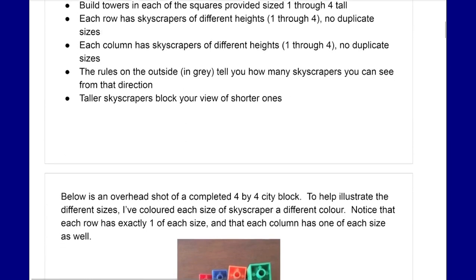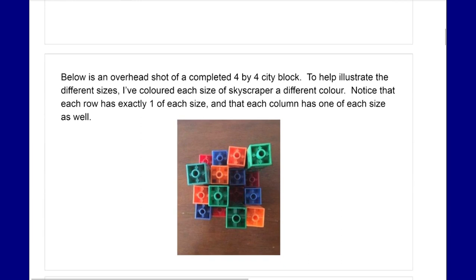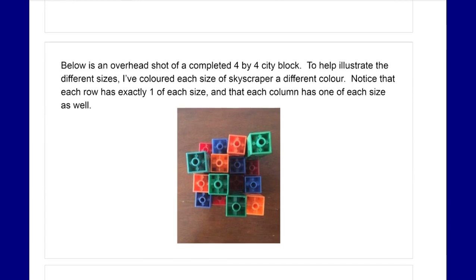For example, this is an overhead shot of our city, so to speak. You're going to look at each row and each column. You can see that in each one, there is a 1, 2, 3, and 4 sized building. There are no repeats, no double ups.